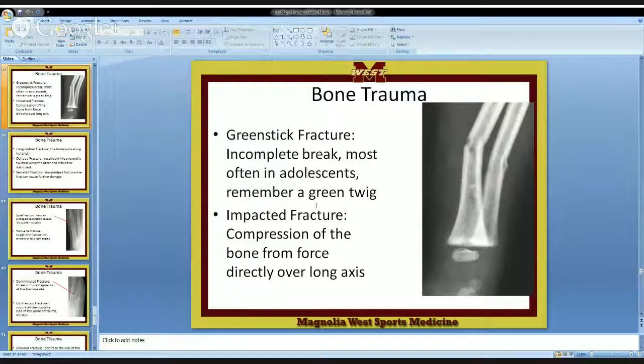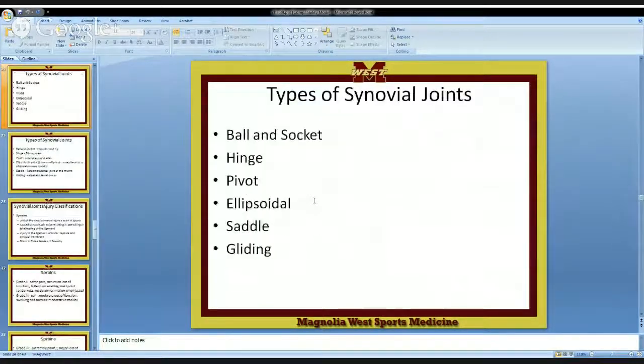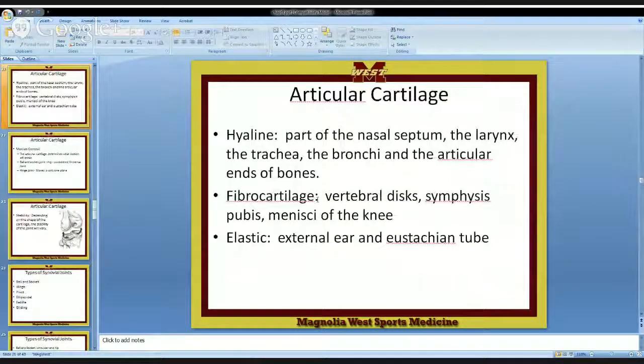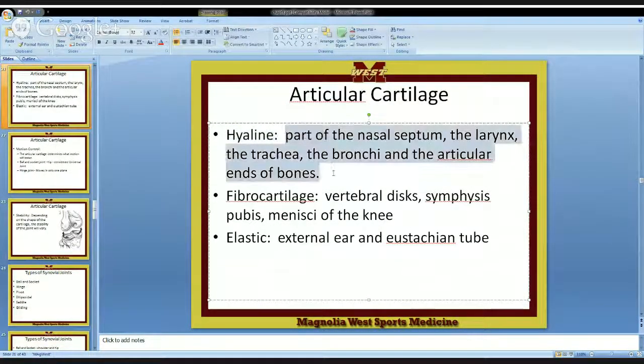The big questions will include slide 21. Slide 21 looks like this. Articular cartilage. You will need to know what type of cartilage and what are the examples. So if it says the external ear and eustachian tube, then you need to write down it's the elastic cartilage. Okay? Know all of slide 21. That's going to be worth at least 3 questions, if not 6.